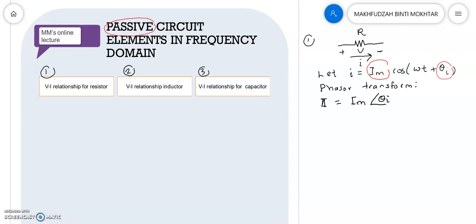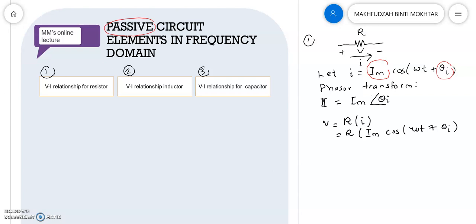Based on this, when we want to write the relationship of voltage and current, we use the formula v equals R i, which is based on Ohm's law, where the resistor R is multiplied with i. This is in terms of the time domain. The i here is given by Im cos(omega t plus theta I).